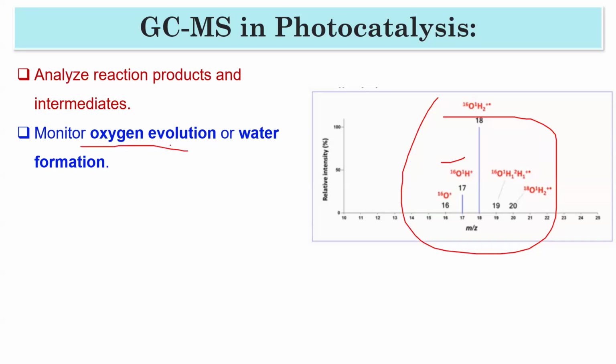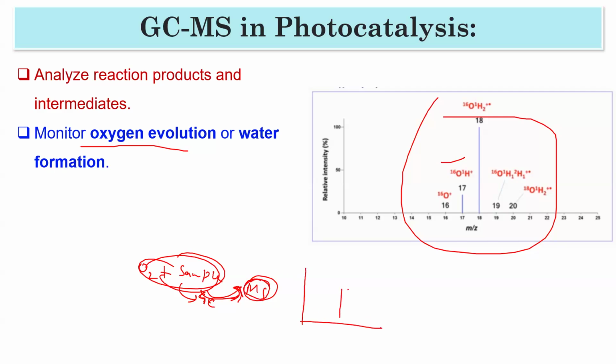So sometimes people in photocatalysis use such a method. Suppose you did some reaction and you got some oxygen, plus you have some sample. First you use this GC method. You pass them, and this GC is connected with the mass spectrometry, and your sample will go there, and then you can get whether oxygen is there or not. So if there is oxygen 16, oxygen 18, you can get this peak.